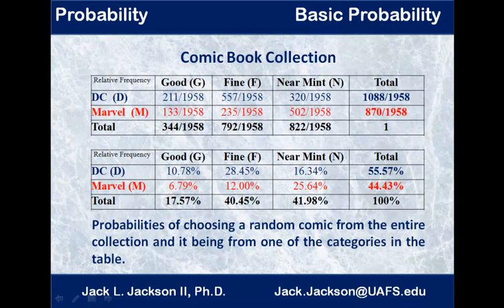This slide here shows the probabilities of each of the categories in the table. So for example, the 211 over 1,958 is the probability of good and DC. The 870 over 1958 is the probability of Marvel. The 822 over 1958 is the probability that it's a near mint, etc. And these numbers are given both in fraction, non-reduced form, and a rounded off percentage form.